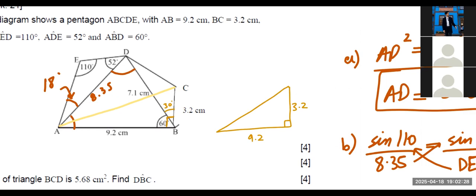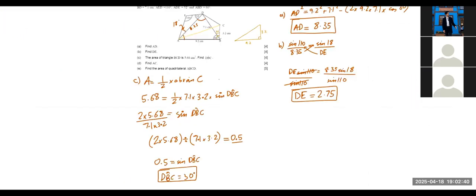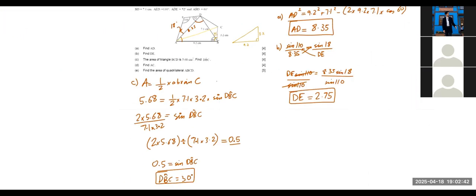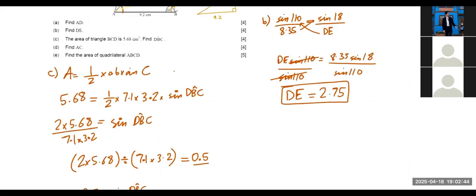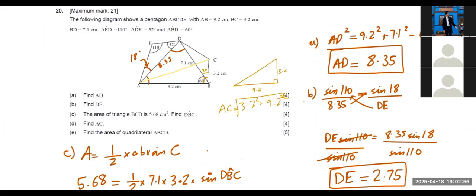We could, but that would be overkill. But there's a poor guy who died millions of years ago, Pythagoras. He said that in a right angle triangle, you can find the hypotenuse if you know the other two sides. So the cosine rule would be the biggest overkill of the century, probably. Exactly, AC is going to be the square root of 3.2 squared plus 9.2 squared. That's your answer.